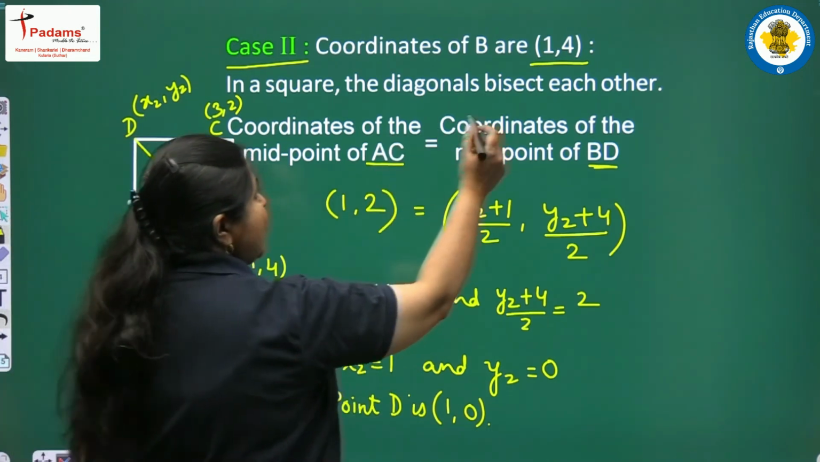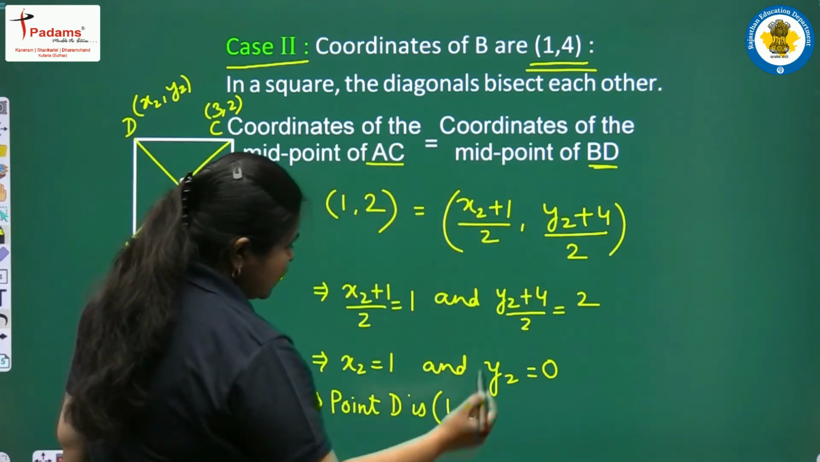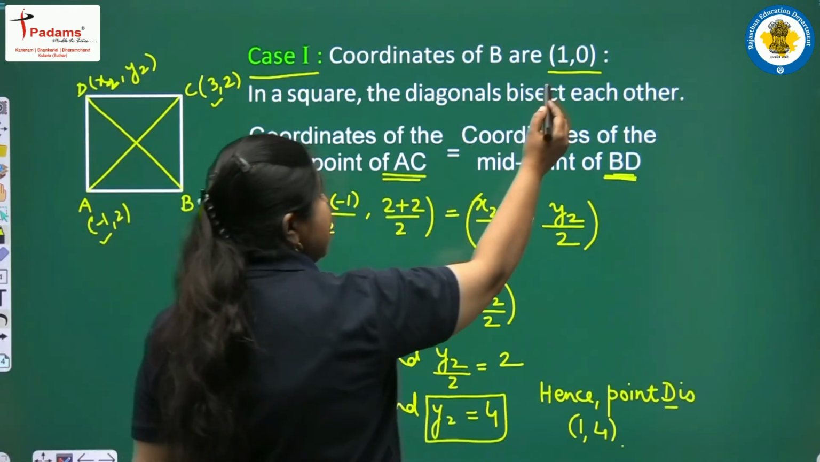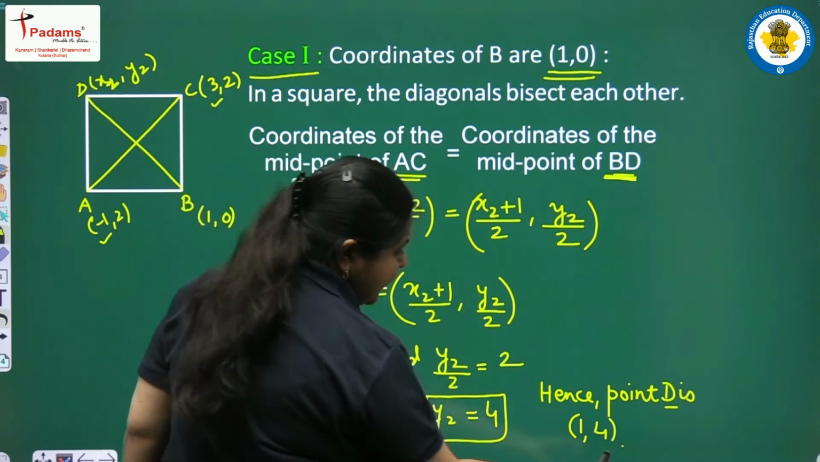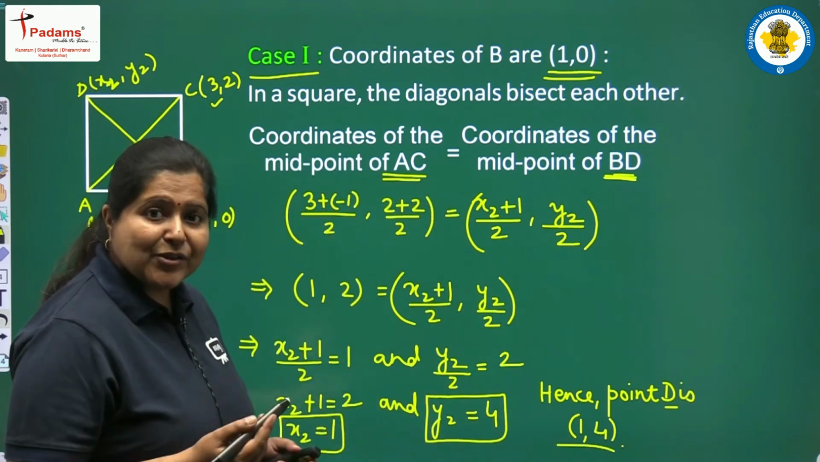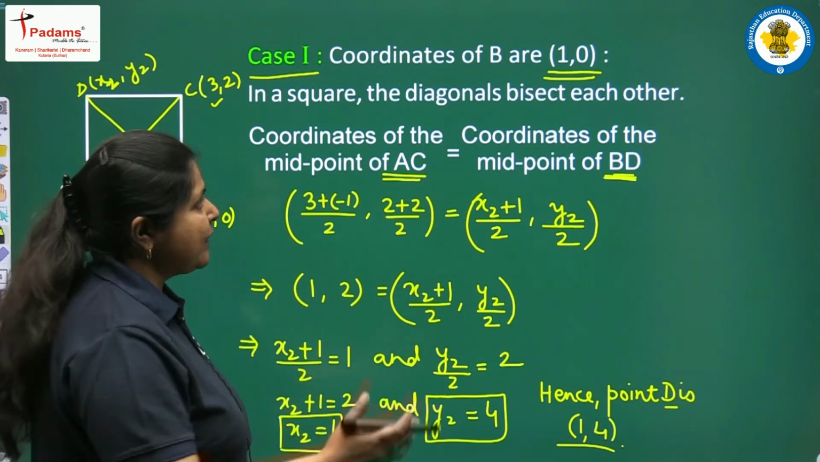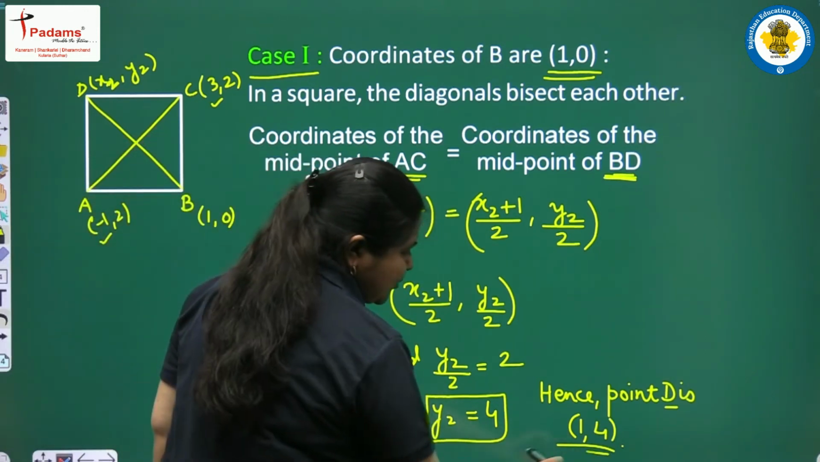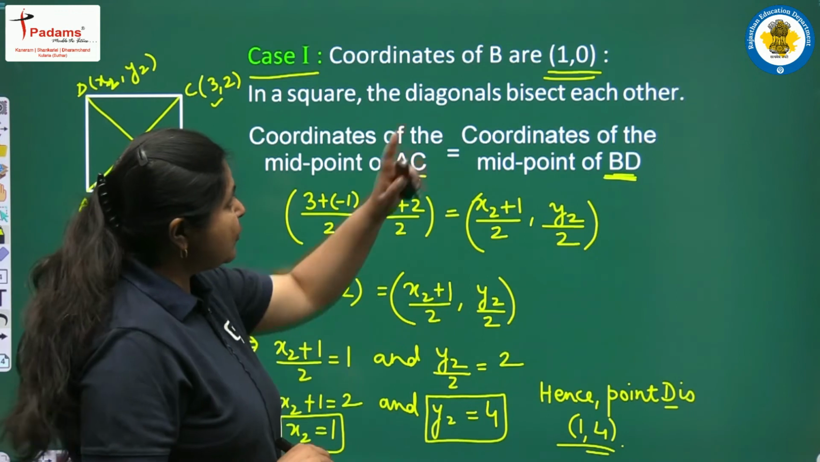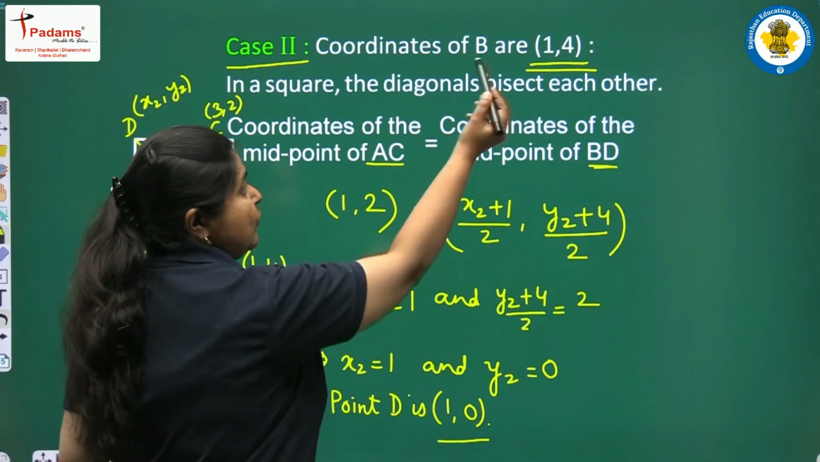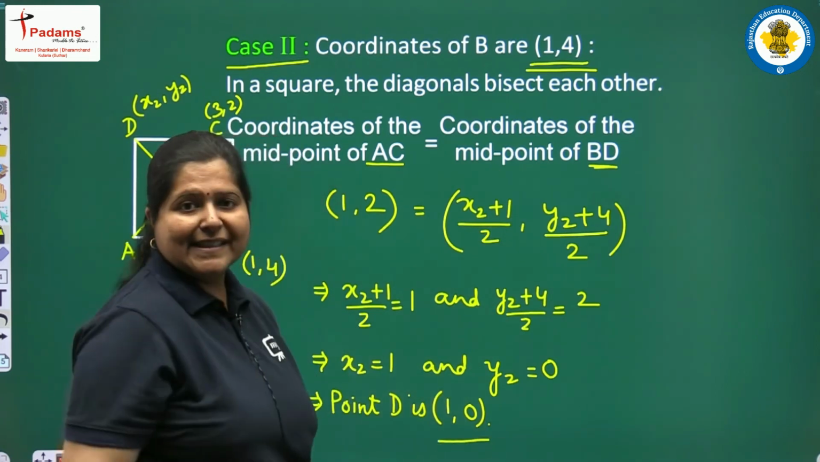जब आप B के कोऑर्डिनेट्स ले रहे हैं 1, 4 तो D के कोऑर्डिनेट्स आ रहे हैं 1, 0 और जब आप B के 1, 0 ले रहे हैं तो D के कोऑर्डिनेट्स आ रहे हैं 1, 4. तो एक्चुअली जो दो वर्टेक्स बचे हैं उनके कोऑर्डिनेट्स, एक के कोऑर्डिनेट्स होंगे 1, 0 और दूसरे के कोऑर्डिनेट्स होंगे 1, 4. आप चाहे B को अगर 1, 0 अलॉट करते हैं तो D के 1, 4 हो जाएंगे और अगर B को 1, 4 अलॉट करते हैं तो D के 1, 0 हो जाएंगे.